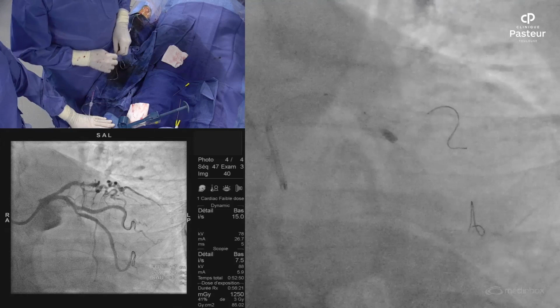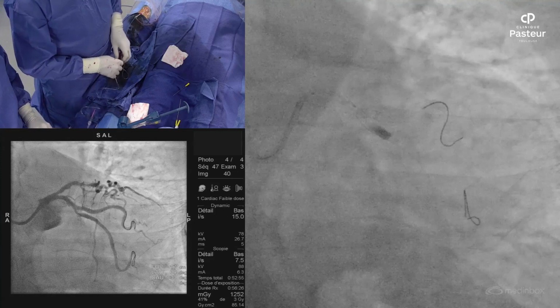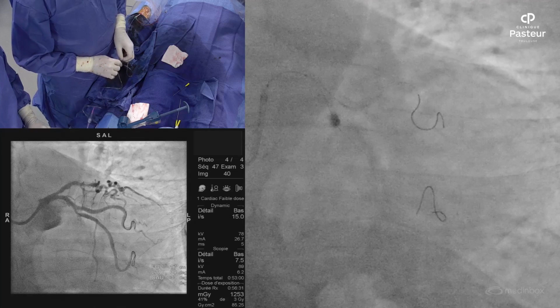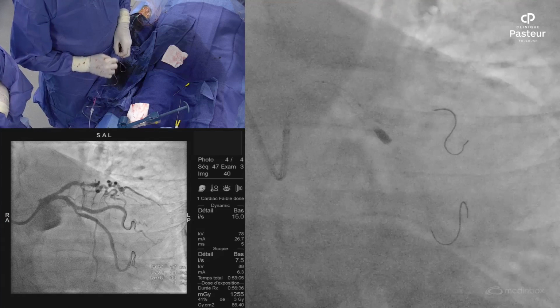Because now we have inflated the balloon through the struts and we have the difficulty now, of course. We could anticipate this. Prepare a new balloon of 2.5-15, because this balloon was used previously.